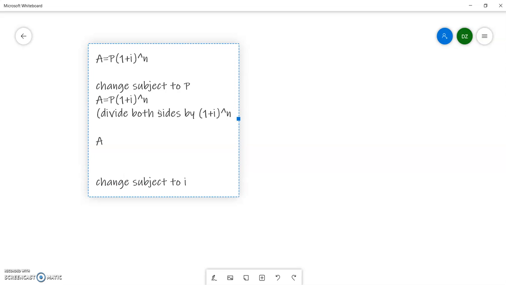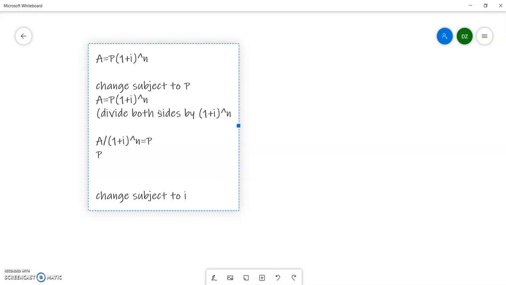So on my left side, I will have the a divided by that bracket. And since we have a bracket divided by an identical bracket, they just cancel. And there I've changed my subject. Very easy in this general way.